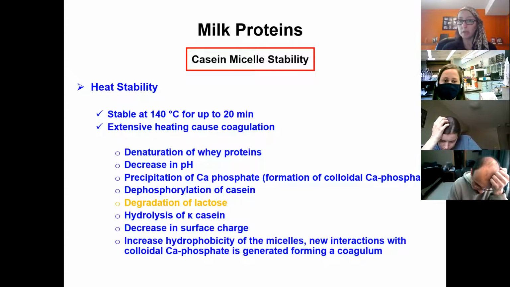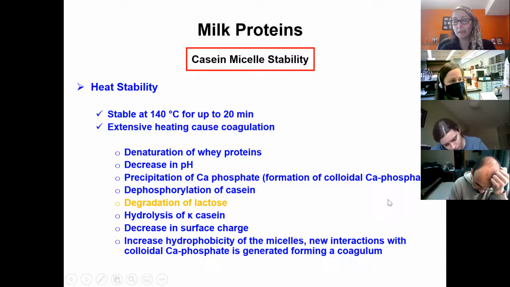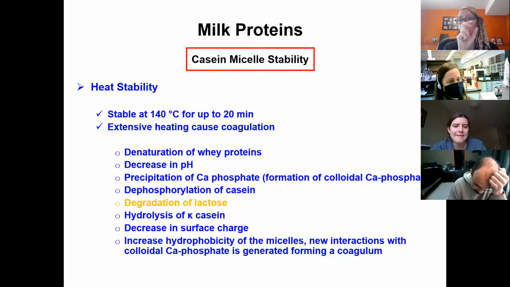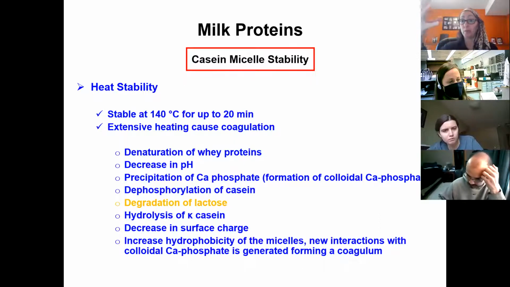The pH decreases because you're forming colloidal calcium phosphate. So what's colloidal calcium phosphate? That means the phosphate group has 3 negative charges. So all of them, instead of being protonated, have calcium bound to them. And then the calcium can bind 2 phosphate groups. So you end up with a colloidal calcium phosphate.